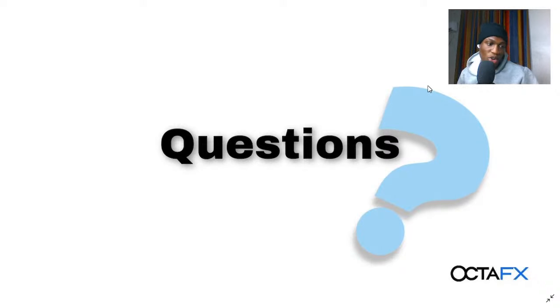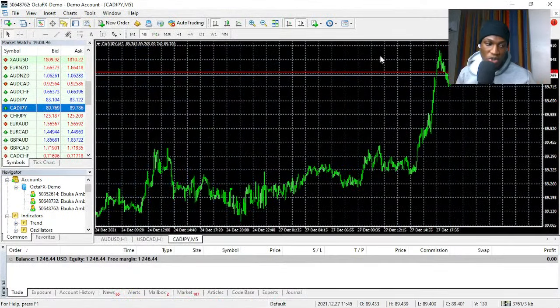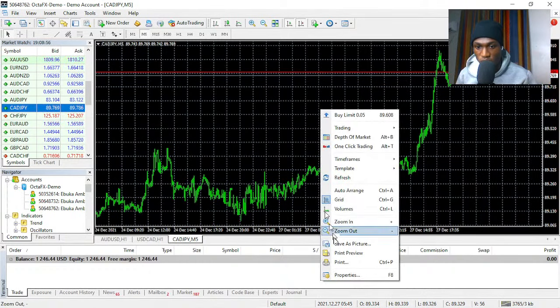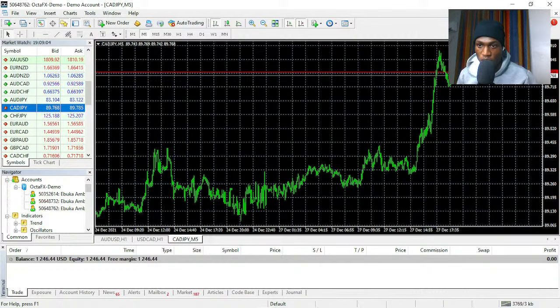Why does any trade that I open start in a loss? When you open a trade, it does not mean that you've lost the trade, or your strategy was wrong, or your trade is already losing. No. For buy trades, you're placing your orders at the ask price line, and for sell trades, you're placing your orders at the bid price line. If you don't know how to add the ask price, you just right click, go to properties, go to common and click on show ask line, and then your ask line pops up. It's the red one above.